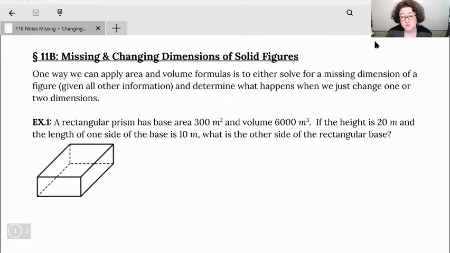So let's just look at a few examples of each, and then absolutely, let me know if you have continuing questions on these or if you need some extra help on any of the materials that we're working on so far this unit. So our first example, we are given a rectangular prism.